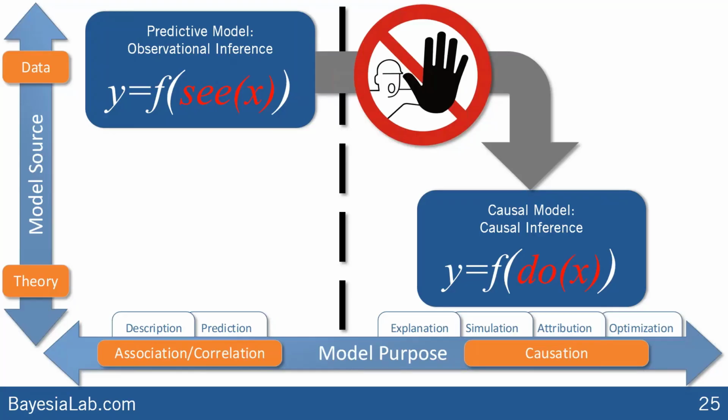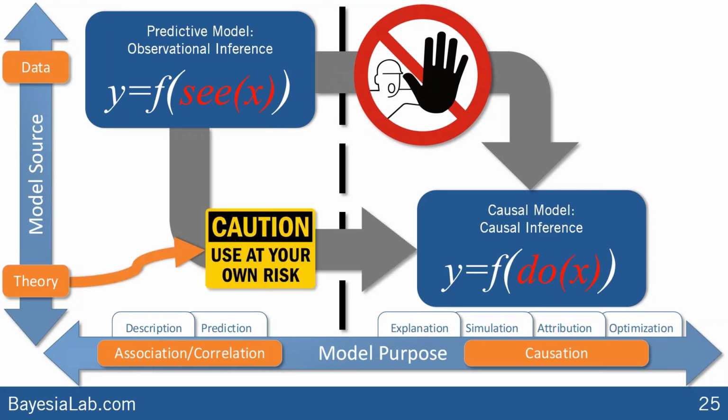So going back to our map here, the path we need to pursue is this one here. We need to introduce our theoretical understanding of the problem domain, our assumptions, to get to a causal model. Now, of course, whenever we use assumptions, that is dangerous because our assumptions might potentially be wrong. But that's what we require here.